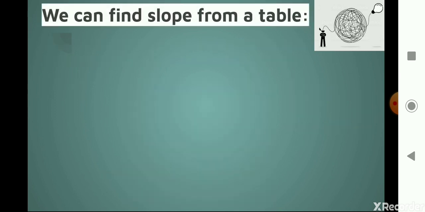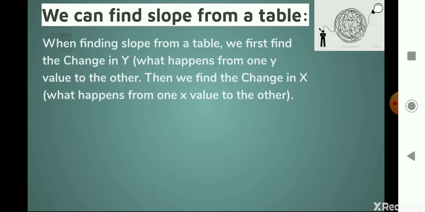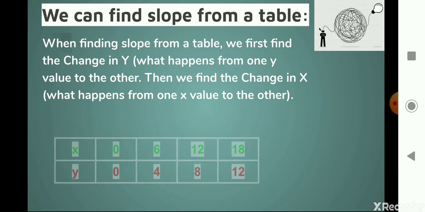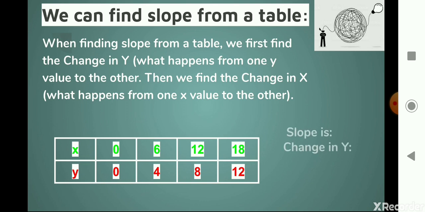We can also find the slope from a table. When finding the slope from a table, we first find the change in y, what happens from one y value to the other. Then we find the change in x, what happens from one x value to the other. Let's take a look. Well, slope again is the change in y. Let's figure out the change in y. So from here to here, what happened? Oh, plus 4. From here to here, also plus 4. And then plus 4. So the change in y is 4.